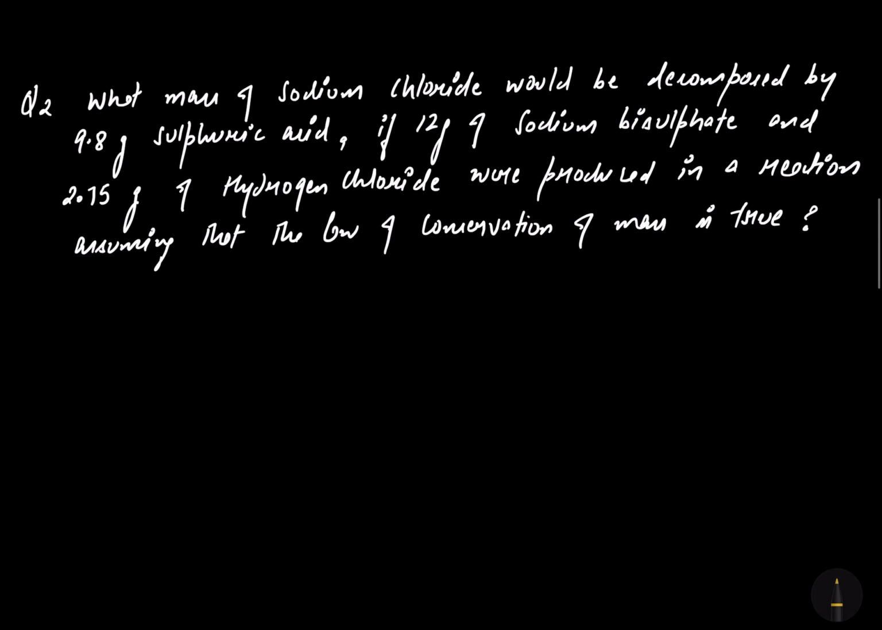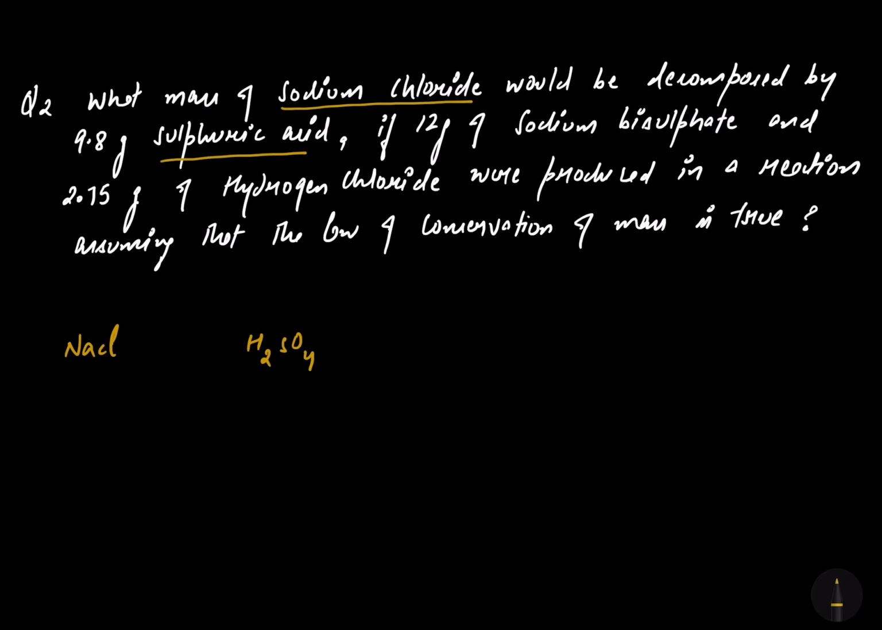So now let us talk about numerical number 2. What mass of sodium chloride would be decomposed by sulfuric acid? Let us take, first of all, the reaction. Sodium chloride, what's sodium chloride? It's NaCl. Would be decomposed by sulfuric acid. What's the sulfuric acid? It's H2SO4.